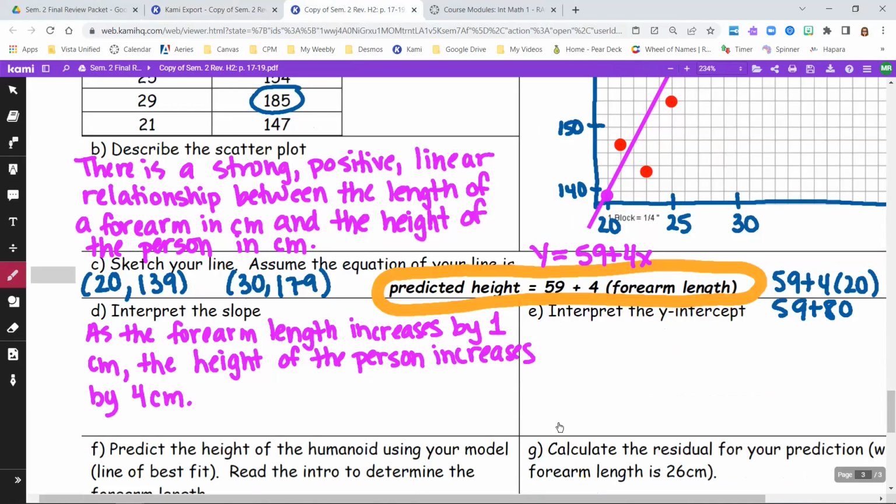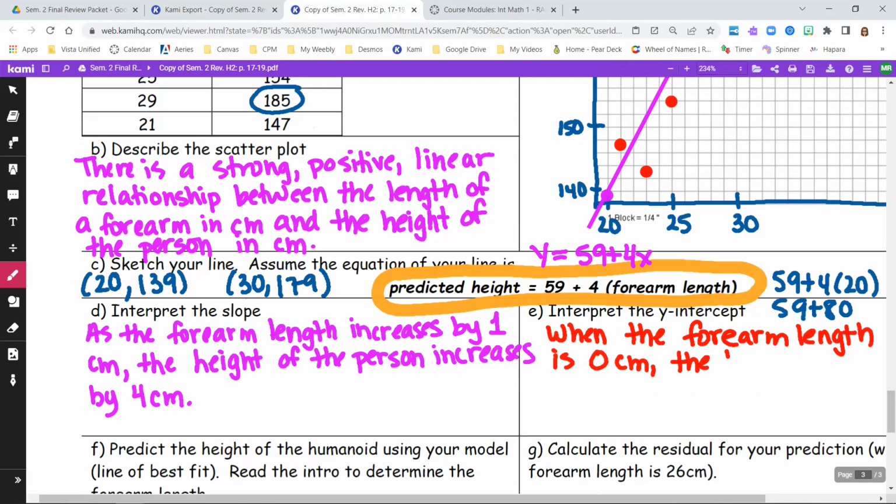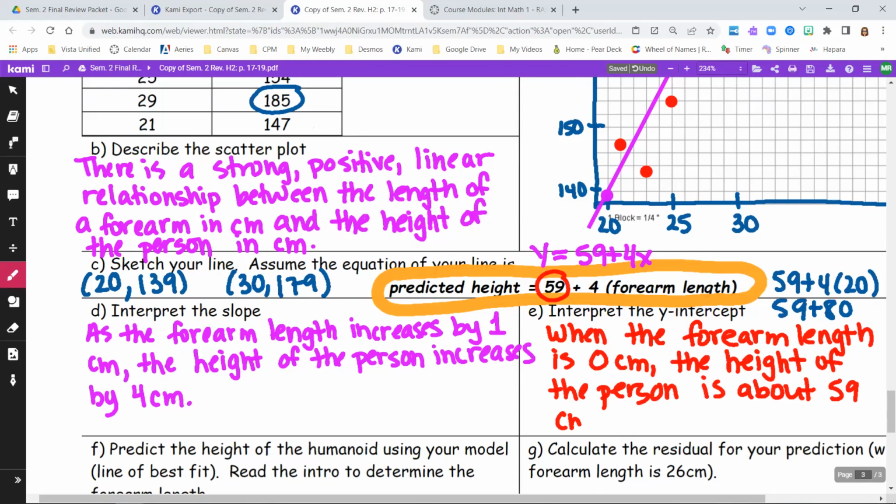So for this one, when the forearm length, and this is going to be your x, is 0 centimeters, the height of the person, and this is your y, is about, and this is where your y-intercept comes into play, which is the 59, about 59 centimeters.